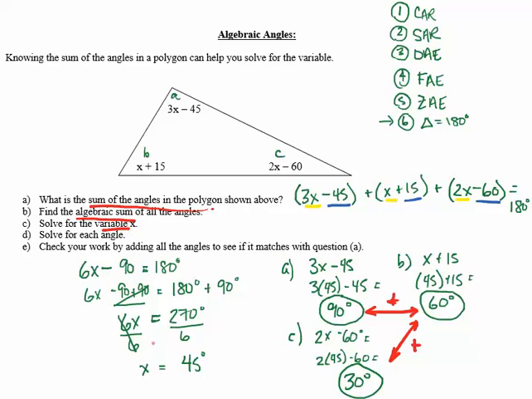Using a little bit of inspection here, I found out x to be 45 degrees. Then I needed to find out each angle by putting it back into the original expressions for each of the angles. And then I just checked my work to make sure that it matches question A, which was that the triangle equaled 180 degrees, as we learned back in class.